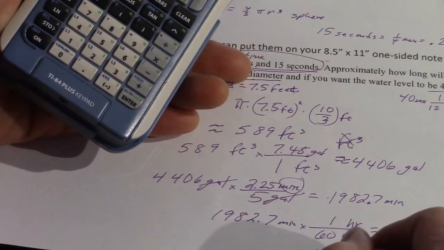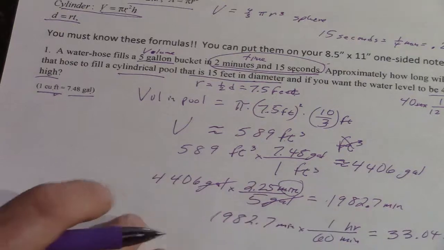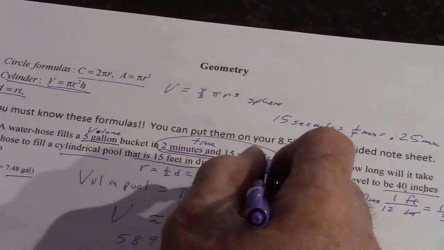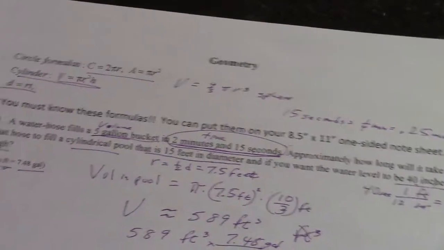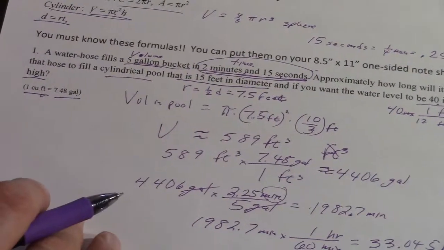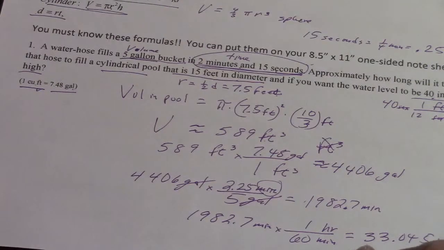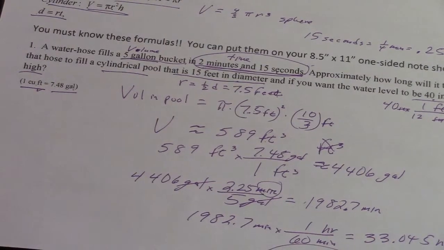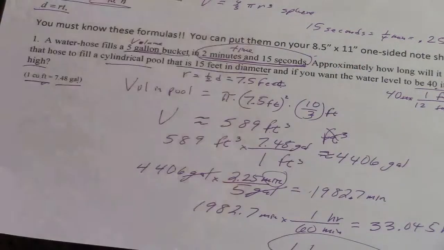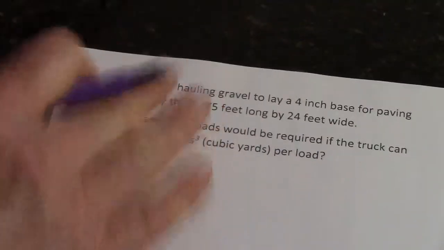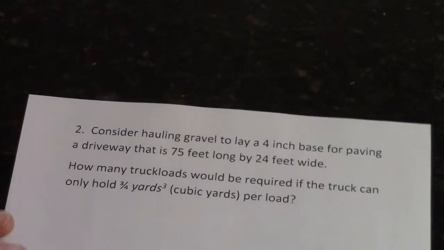fill that big pool with a hose that's just going, it takes over 2 minutes to fill a 5-gallon bucket. That's probably a slow hose, maybe not real fast. So anyway, over a day and 9 hours. It's a long time. Okay, now let's look at another problem like that.